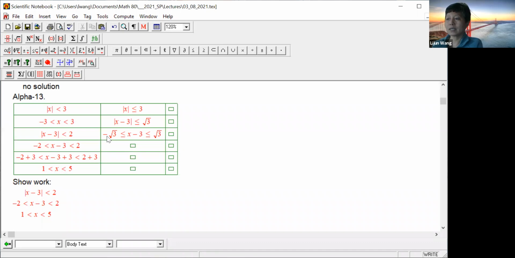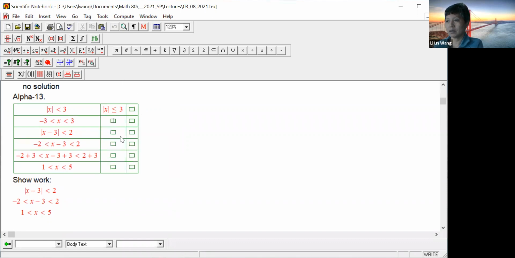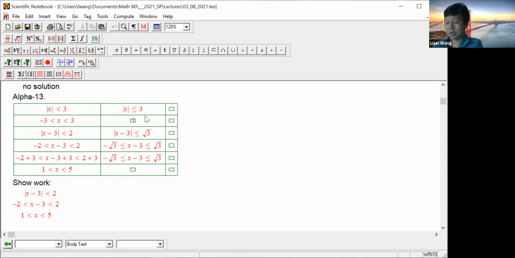Okay, and next we just have to isolate the x by adding 3 to every side. So we're going to add 3 to every side. Let me move this down a little bit. We're going to use this model. You're so familiar with it, right?